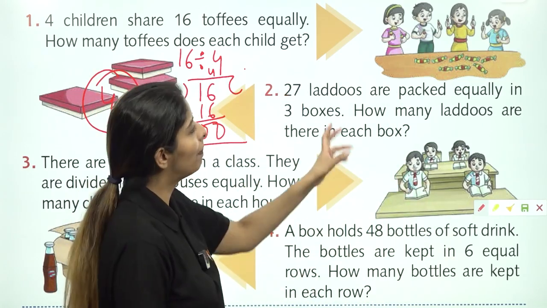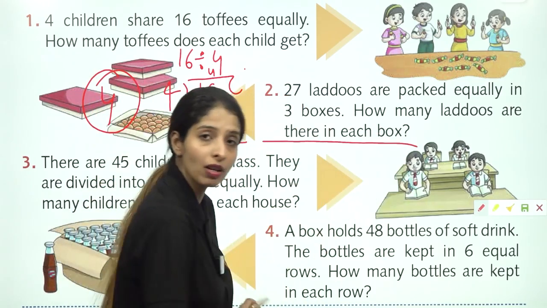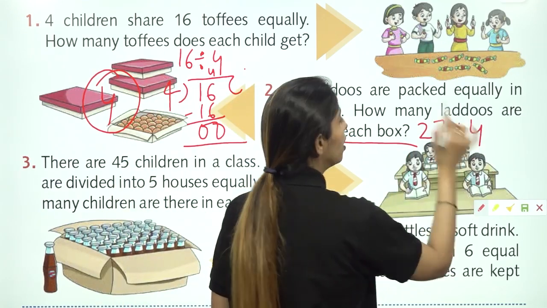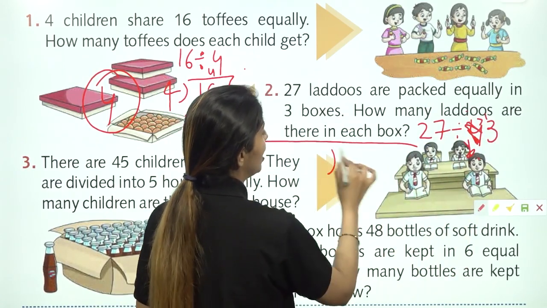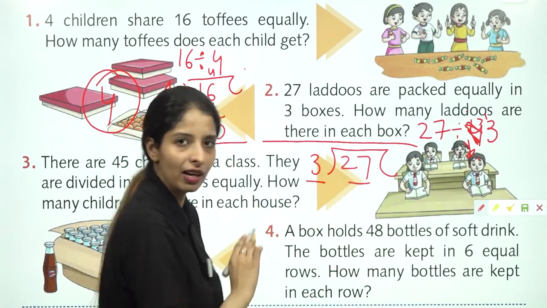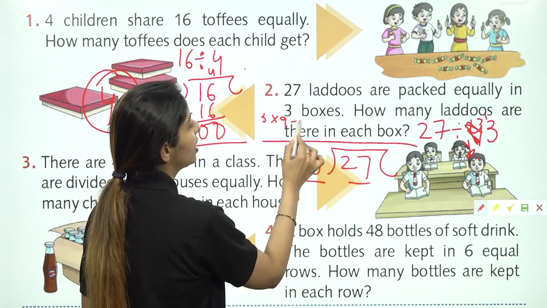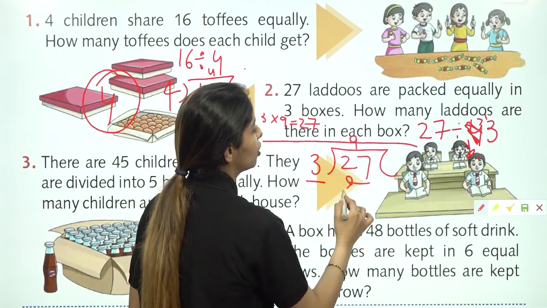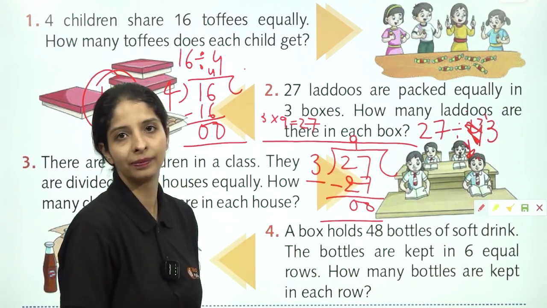Next word problem. 27 laddus are packed equally in 3 boxes. How many laddus are there in each box? You will divide it by 3. So it is 27 divided by 3. Dividend, divisor. Start calling up the table of 3. 3 nines are 27, right? So there will be 9 laddus in each box.